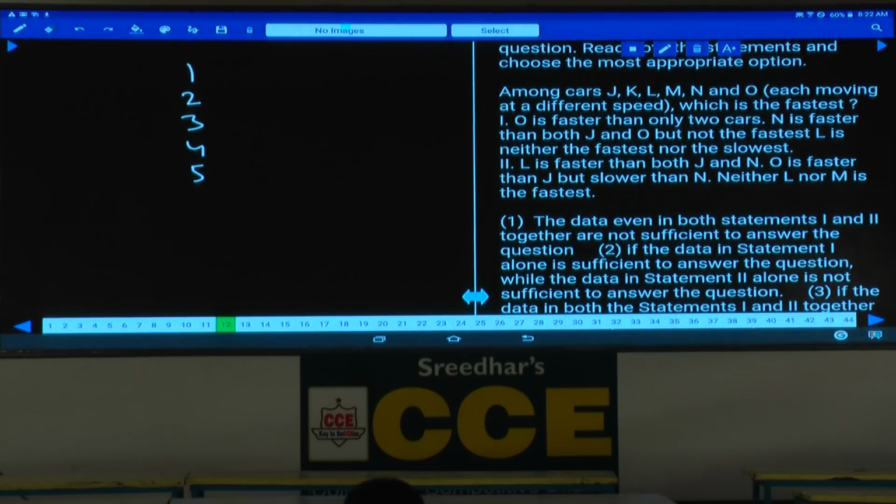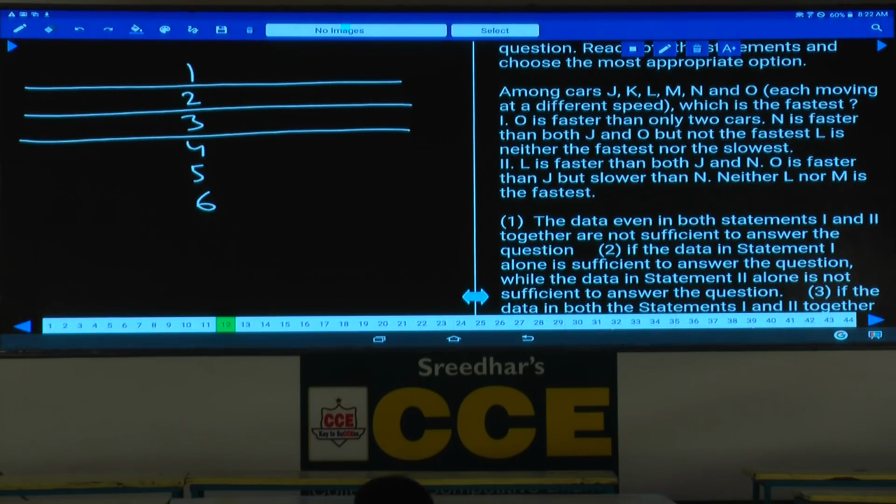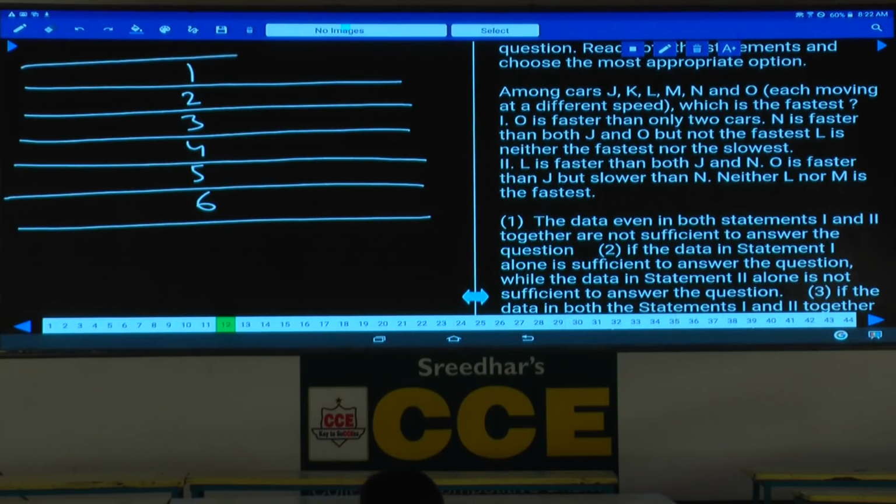1, 2, 3, 4, 5 and 6. Among these 6, which is the fastest car if you observe here? Now condition number 1: O is faster than only 2 cars. As O is faster than only 2 cars, O must be at the 4th place.